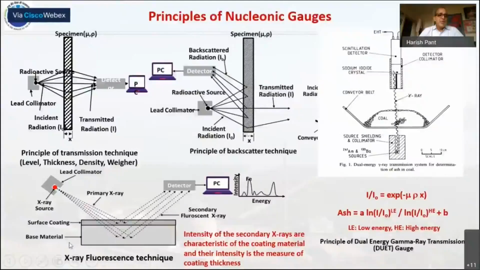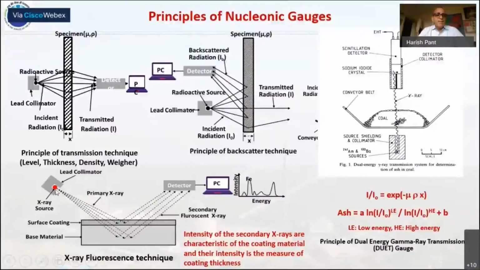Again, there are some gauges which are based on the X-ray fluorescence techniques. You have a primary source of X-ray, and you have a specimen here, and there is a coating on this. If one wants to characterize this coating, what the different elements there are, or what the thickness of this coating is, this kind of fluorescence gauge is used. So the principle of fluorescence gauges is you have a source of X-ray, which is called the primary source of X-rays.